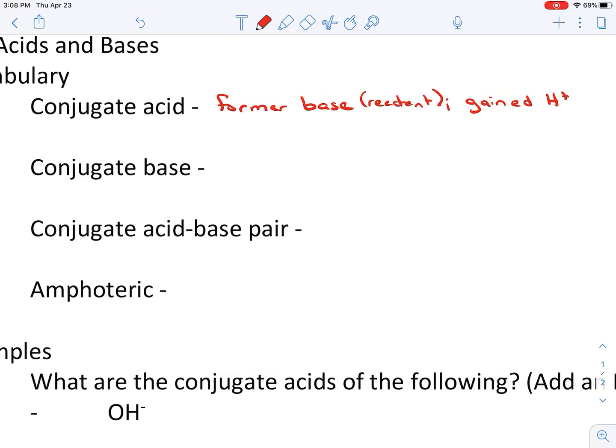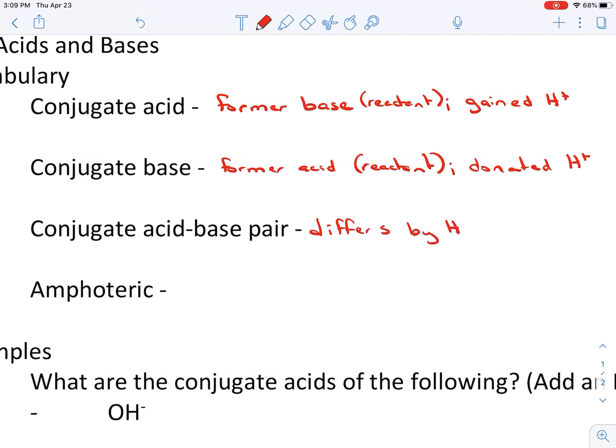A conjugate base then is the former acid. And again, this is on the reactant side. So it used to be an acid, and it's not anymore because it's the one that donated the H. A conjugate acid-base pair is one that only differs by H pluses. They're only different by an H plus, and we'll see that in just a little bit as well.